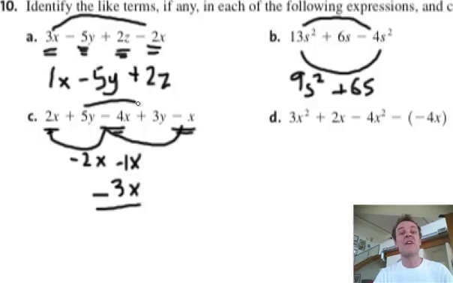Bit simpler. What's 5y and 3y? That is 8y. Okay, again, I am combining like terms.